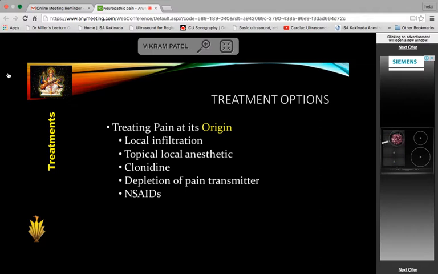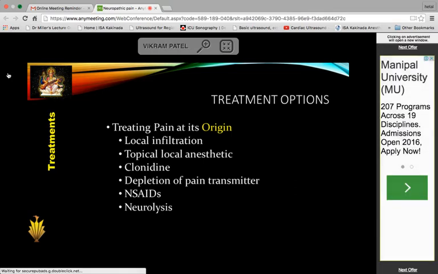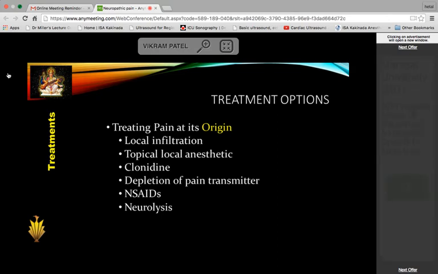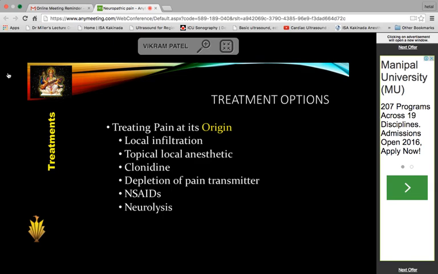NSAIDs can also work by reducing the inflammation around the nerve, and neurolysis, of course, will treat the origin of the pain at the very initial stages of transmission of the pain, which is the very small peripheral nerves. And the neurolysis, if done on a very tiny end nerve, for example, the medial branch of the facet joint, they are not very likely to cause central pain syndrome in the form of deafferentation pain, which we see more often with trigeminal neurolysis, or any neurolysis that is done at the central level.